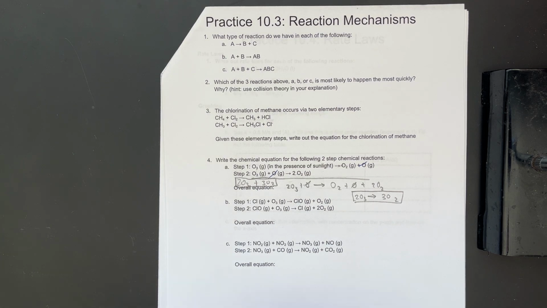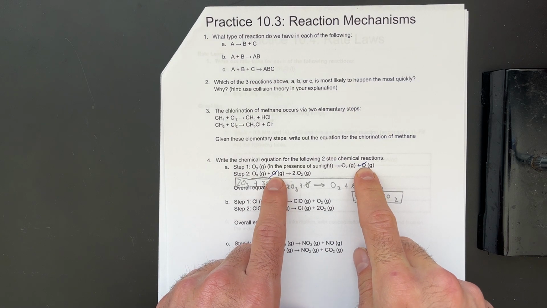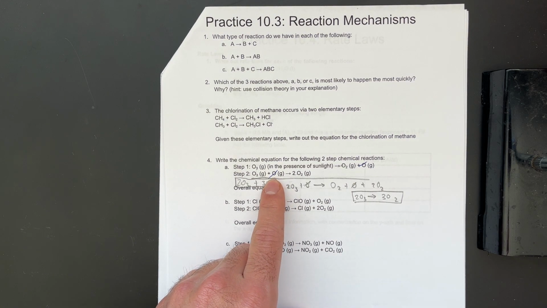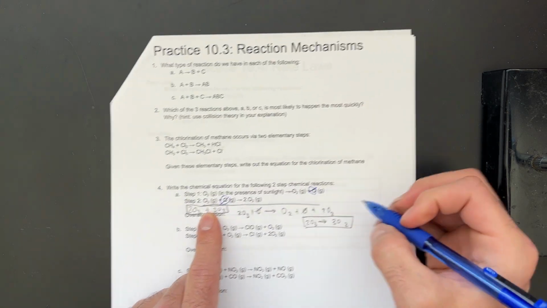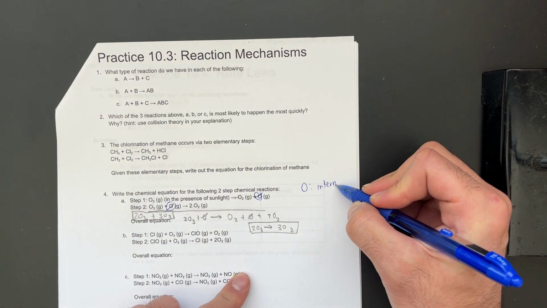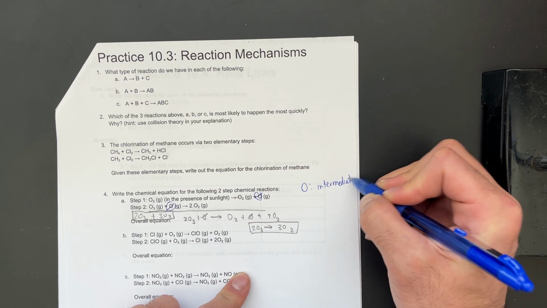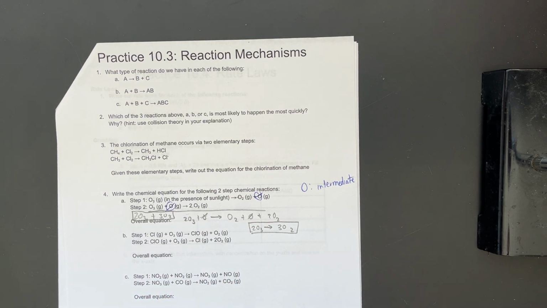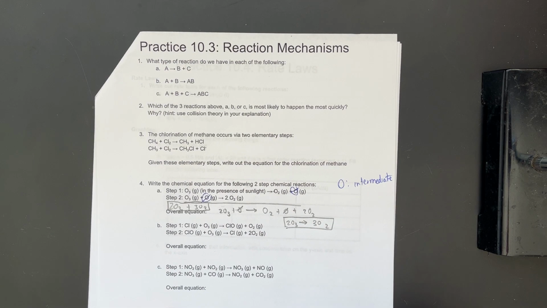Do you know what the name of this thingy is, right? This guy? This is an intermediate, because it's something that's created and then immediately destroyed. And so it doesn't ask you for that, but O is an intermediate, and we remember that from our packet. And so that's how you do that. That's how you get an overall net equation. And so hopefully that helps.